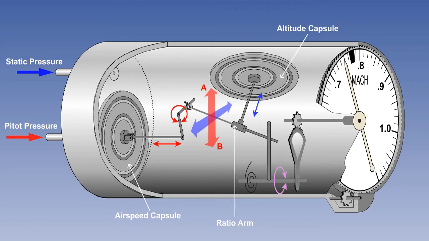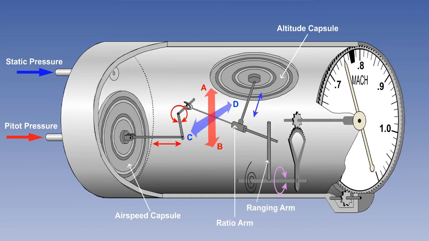An altitude capsule is also incorporated within the instrument case. This is a sealed capsule which will expand or contract as the static pressure inside the instrument case changes. Movement of the altitude capsule will move the ratio arm in the direction of CD.